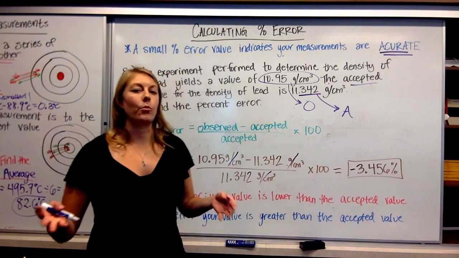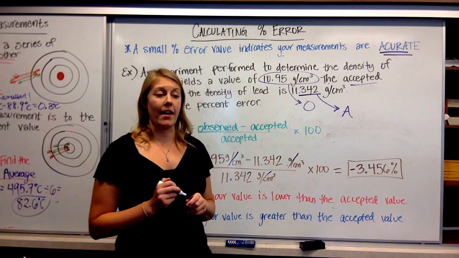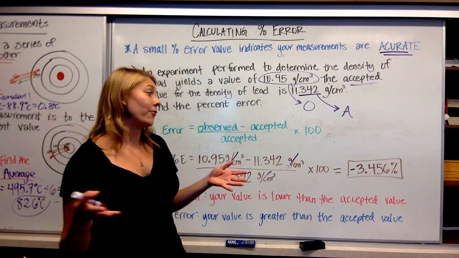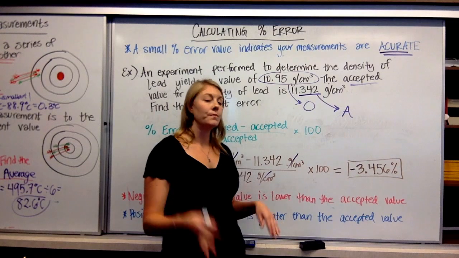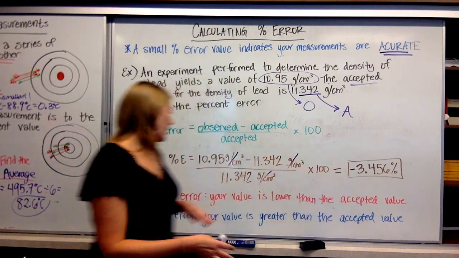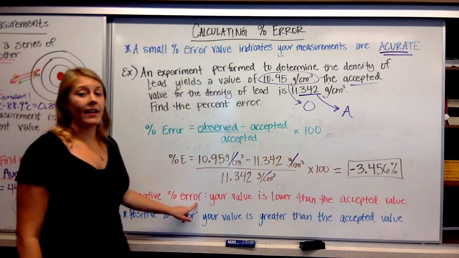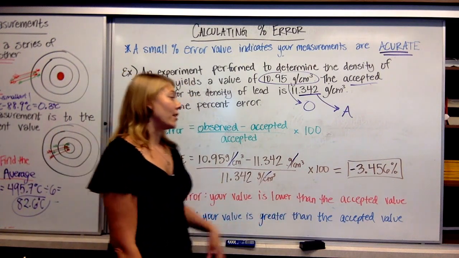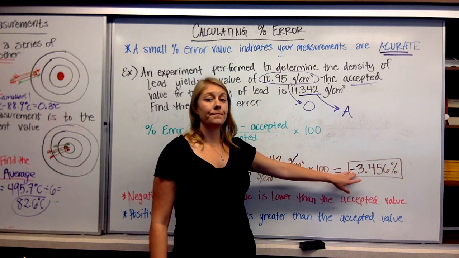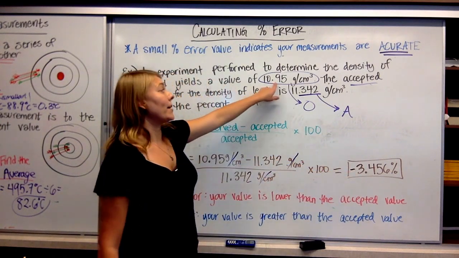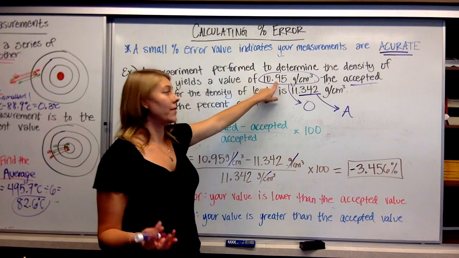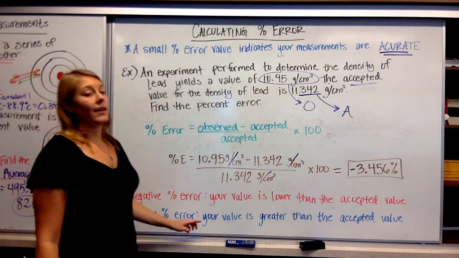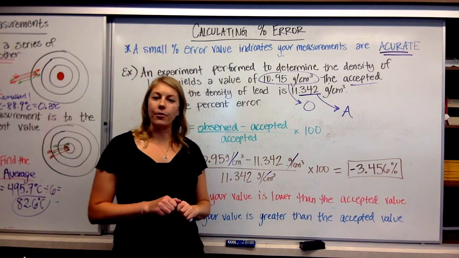Now, oftentimes people will say you should take the absolute value of the percent error, which you can, but whether it's negative or positive tells us good information that I actually want you guys to know. So here, if you have a negative percent error, that means that your value is lower than the accepted. So I know that my percent error is negative here. That means that the value that we measured is lower than the accepted, which we can see, right? A positive percent error means the value is greater than the accepted value, okay?